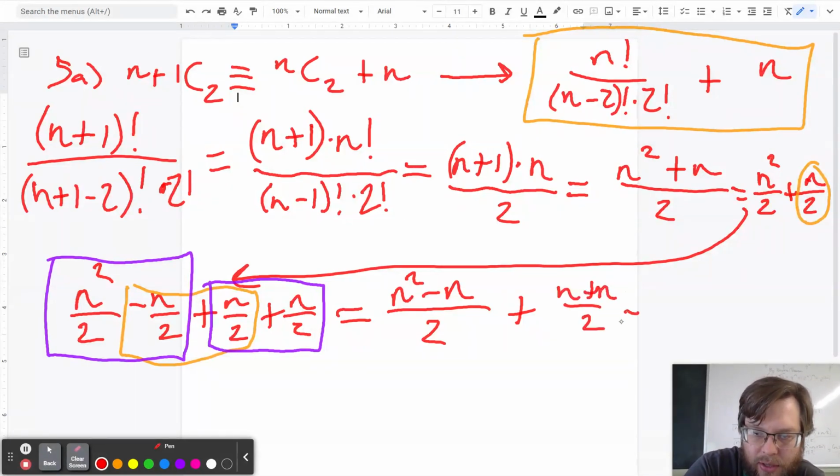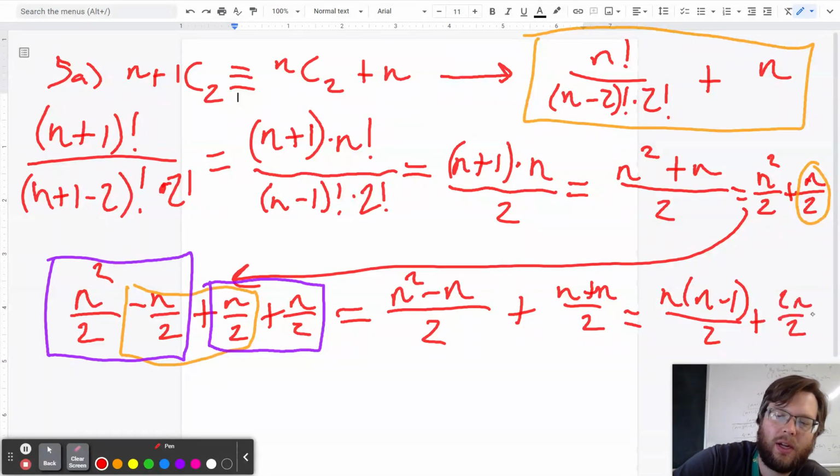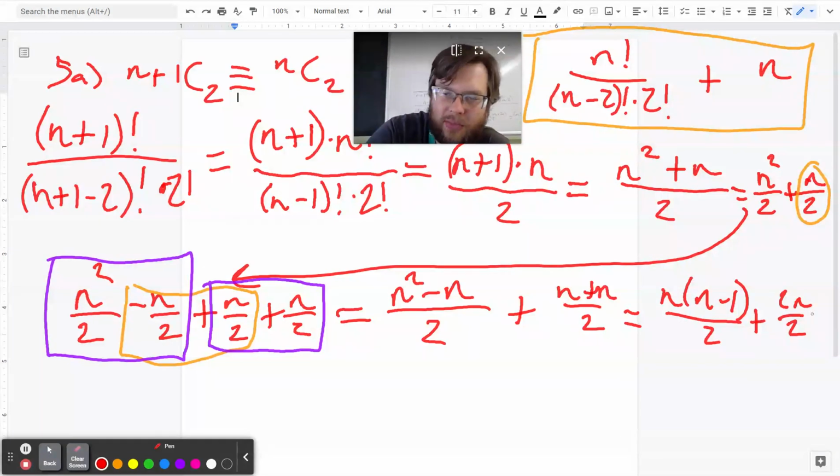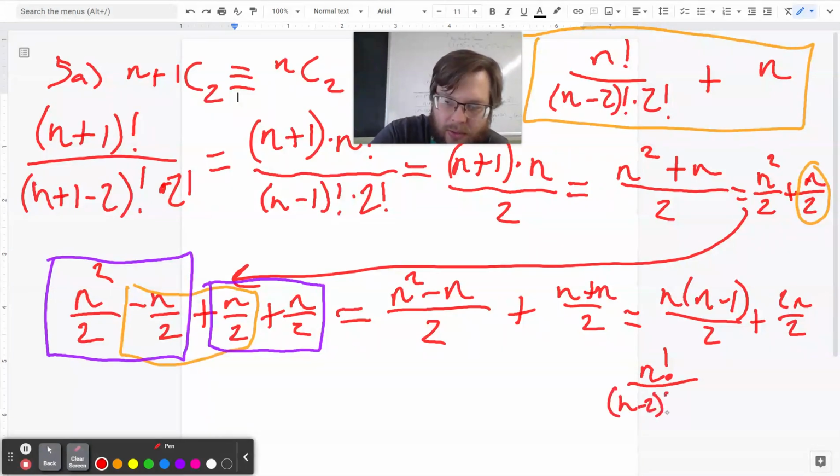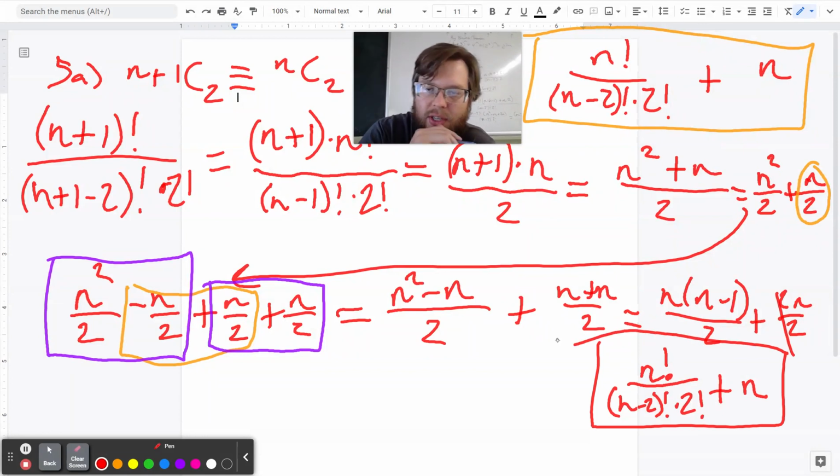So now we're really cooking. This becomes n times n minus 1 over 2, and this becomes 2n over 2. Almost done. N times n minus 1 is the same as n factorial over n minus 2 factorial. I'm just imagining all of the n minus 2, n minus 3, n minus 4, and so on canceling out, times 2 factorial, and 2n over 2 is equal to n, and we have proved the desired relation.